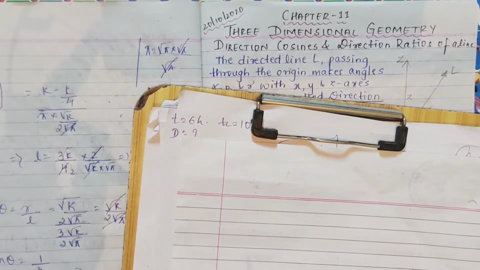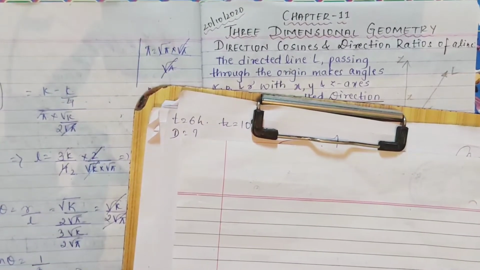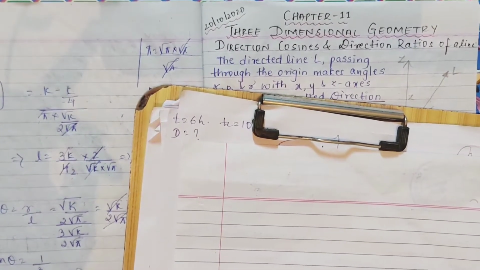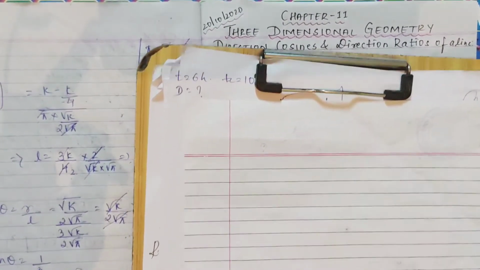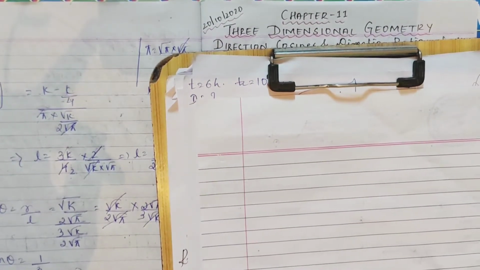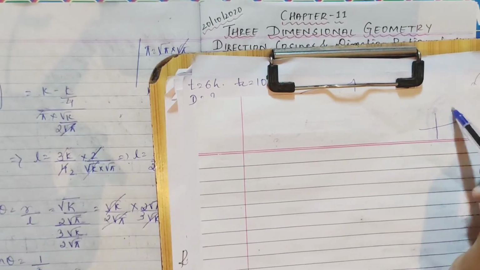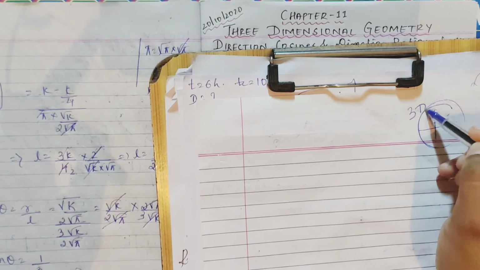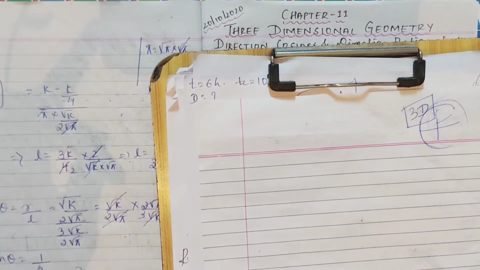Now we'll proceed to our chapter 11, that is three-dimensional geometry, and this is totally linked with your vector algebra which you have already done. Yes, it is similar, it is fully the same, not much difference, but just we are doing it in our Cartesian plane. We are in 3D, you have studied, right? 3D. So we're gonna do that.